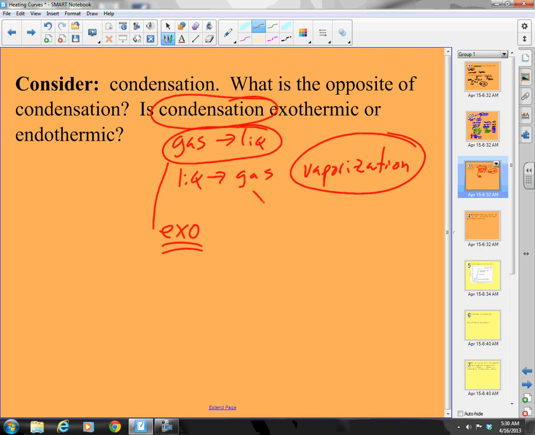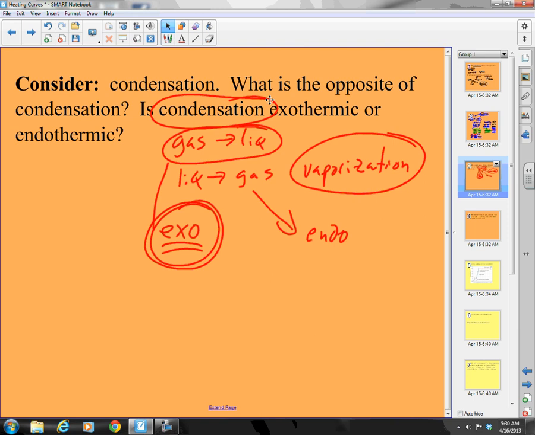Going from a liquid to a gas, right? That's like boiling stuff on the stove. I have to put heat into it, so that's endothermic. So the opposite of that must be exothermic. There we go. Next.